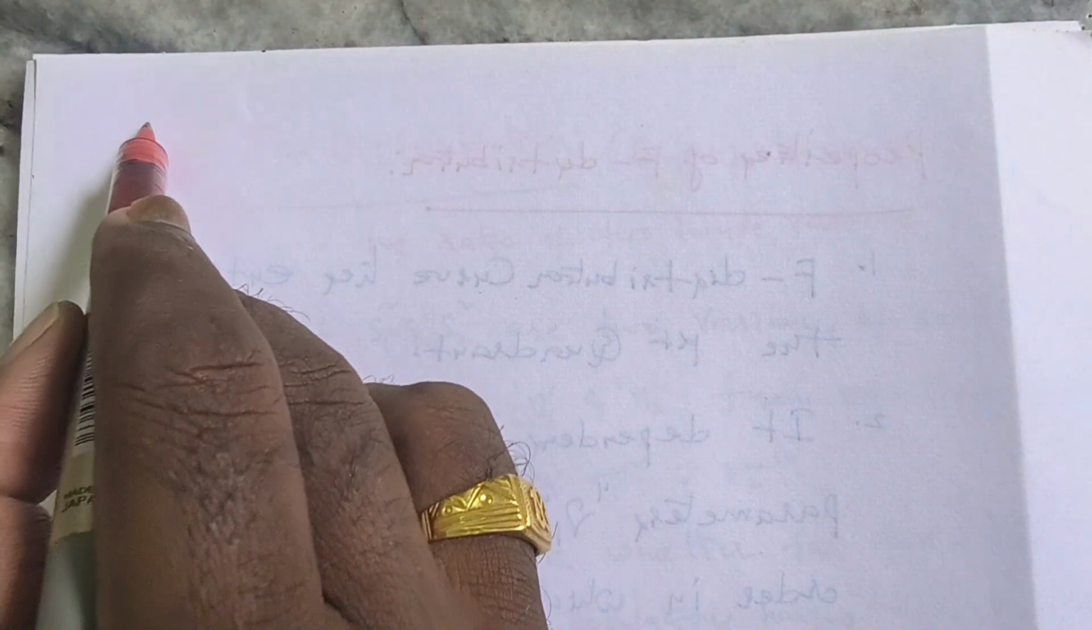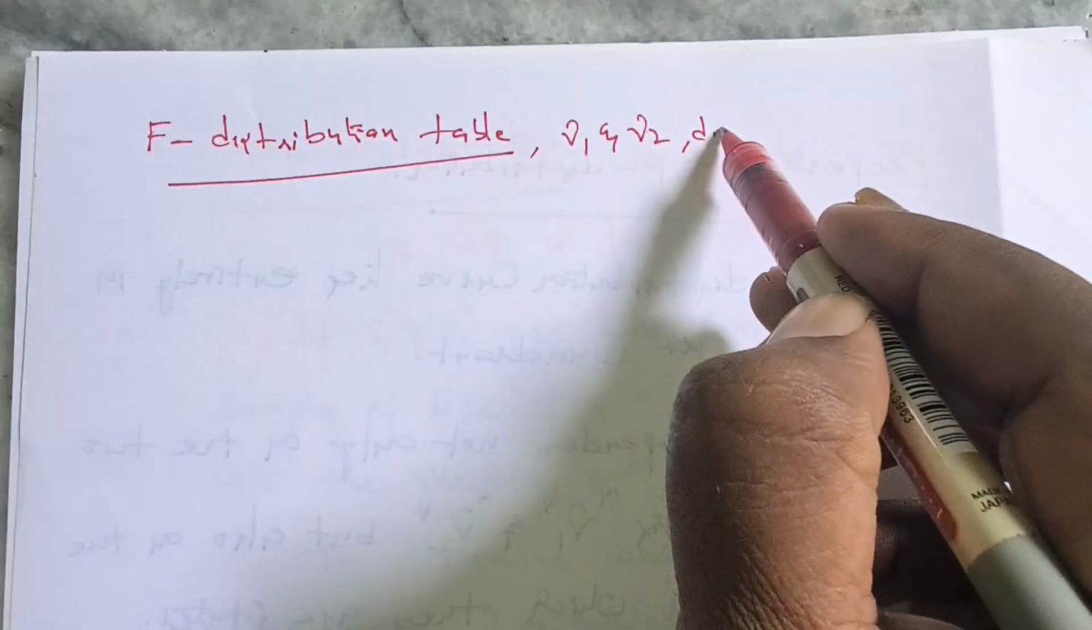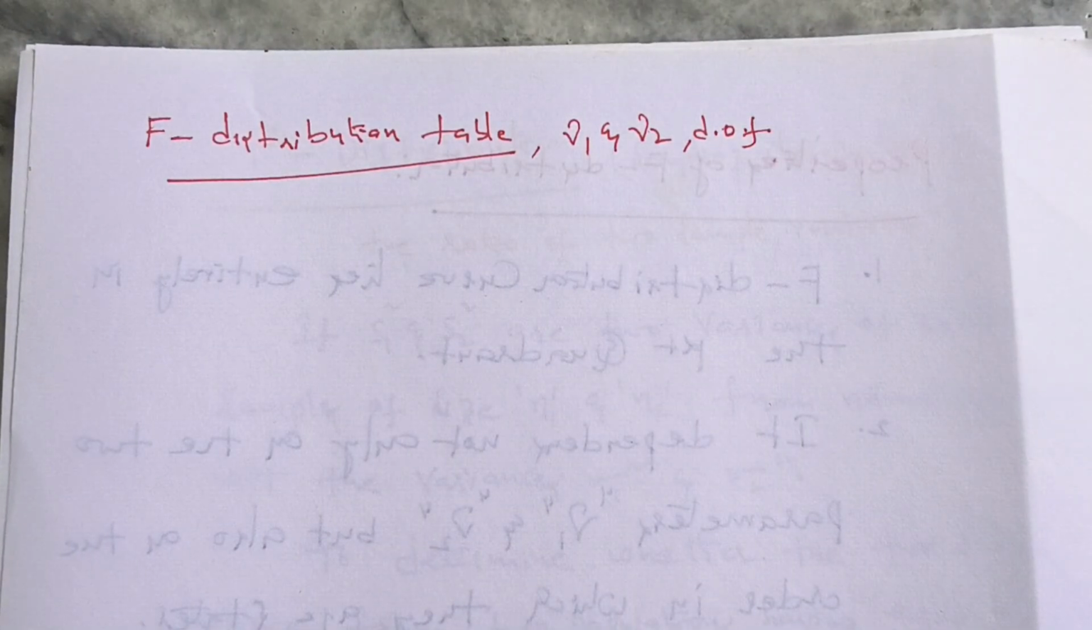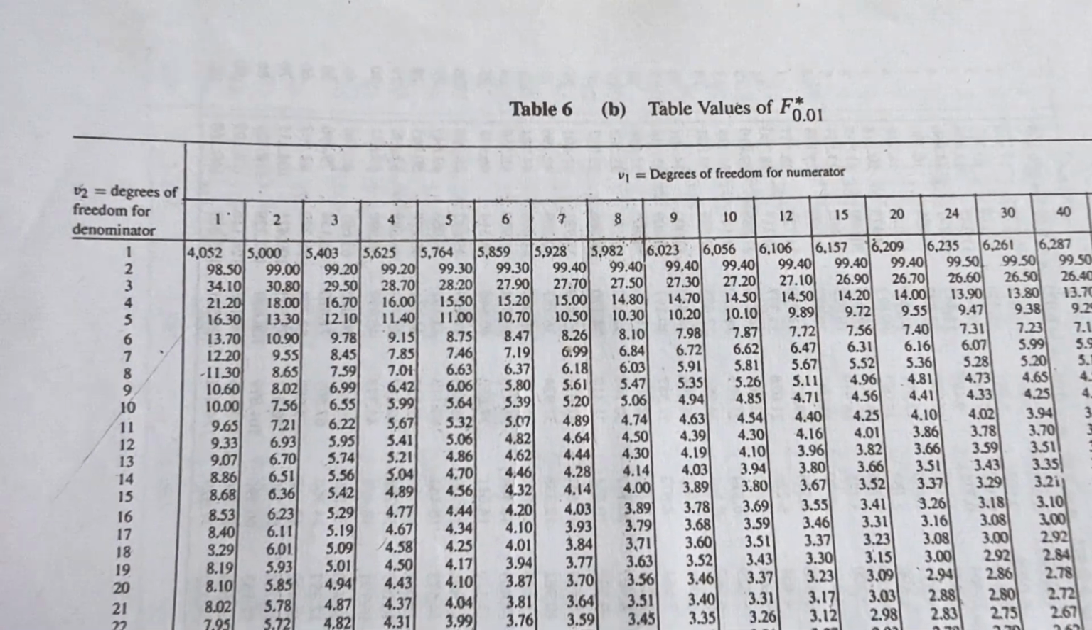Hello everyone. In the last lecture, we have seen the F distribution concept. In this class, we are going to learn the F distribution table along with some examples. Here is the F distribution table with the degrees of freedom nu1 and nu2. Look at the F distribution table here.